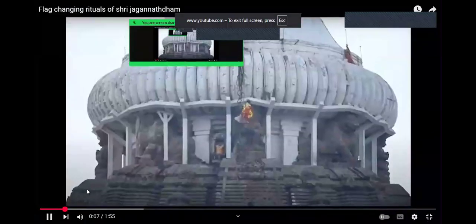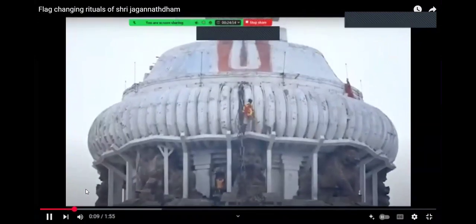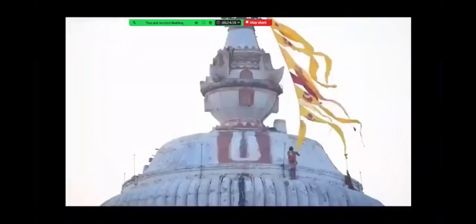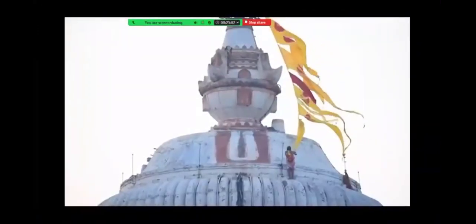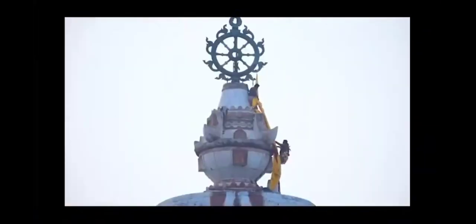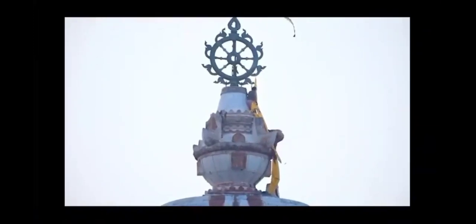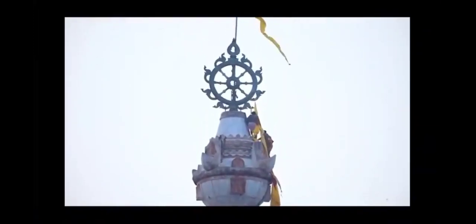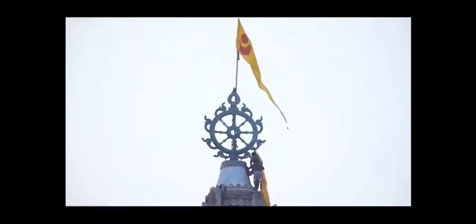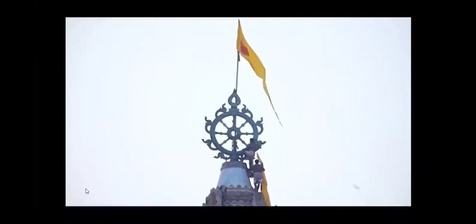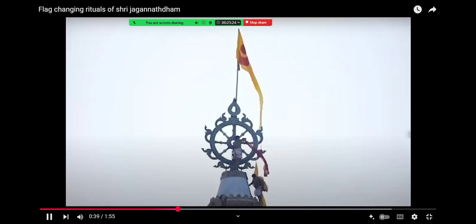I hope you are able to see this. Every day there is a devotee who is dedicated to this service, who will climb up the temple, and there's a huge flag that is changed every single day. Daily this ritual is done. Generally nobody is permitted to stand on the Sudarshan chakra, but this is the only devotee, because he is doing this service, he has to do it. This tradition has been going on since a very long time.